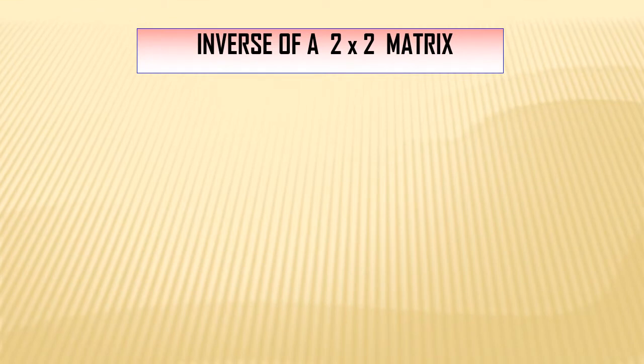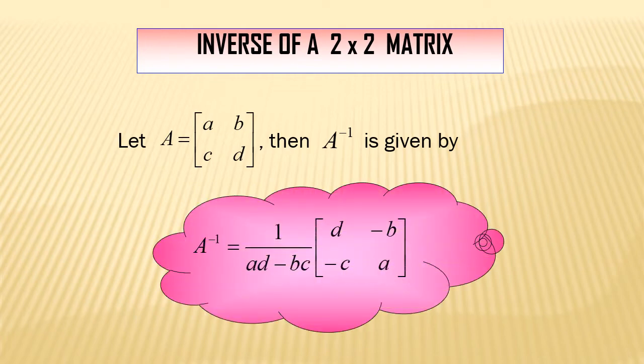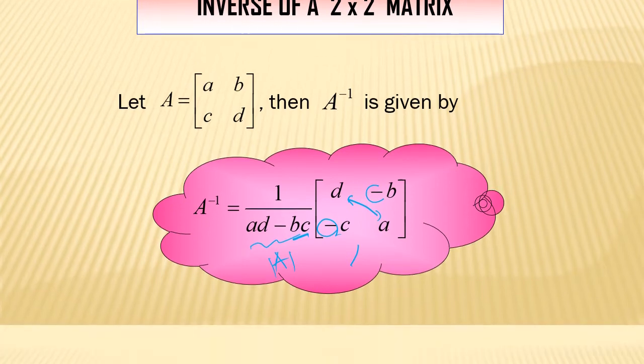Inverse of a 2 by 2 matrix. We've learned in high school to find the inverse of 2 by 2 matrices. If A is equal to [a, b; c, d], a 2 by 2 matrix, then A inverse is given by 1 over ad minus bc multiplied with the matrix where we exchange the position of a and d, and we put negative for c and b. If you notice here, ad minus bc is the determinant of A, and the matrix here is actually the adjoint of matrix A.